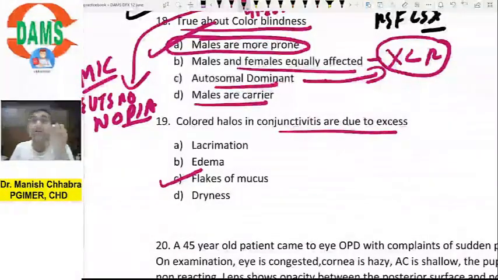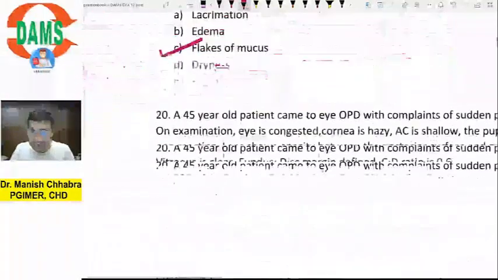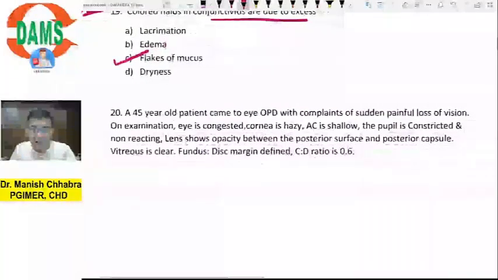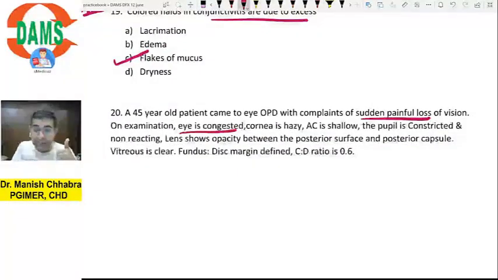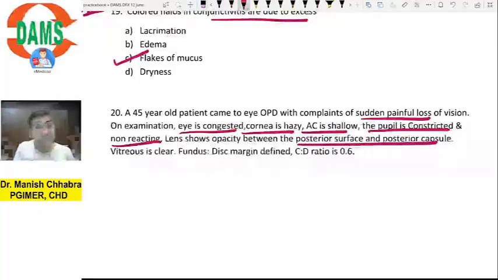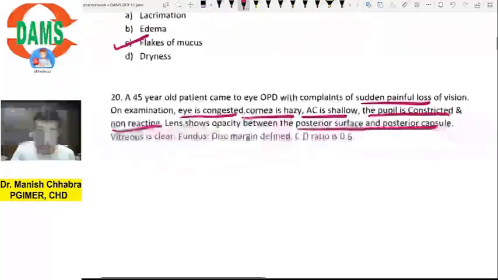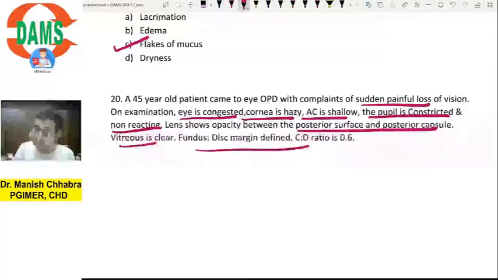So it is due to flakes of mucus, right? Clear cut answer. Okay, next, a 45-year-old patient came to eye OPD complaining of sudden painful loss of vision. Keyword: on examination, eye is congested, cornea is hazy, AC is shallow, the pupil is constricted and non-reacting. Lens shows opacity between posterior surface and posterior capsule. Vitreous is clear, fundus and everything is normal.